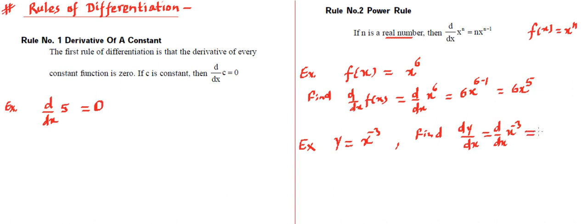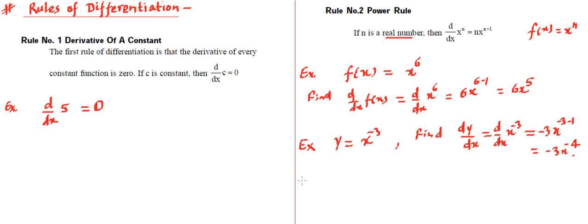Then as per the rule, it will get multiplied as minus 3, and then the power will be reduced by 1, that means minus 3 minus 1. So ultimately it will become minus 3 x raised to power minus 4. So that becomes our answer. Whatever the n is, first we identify n, then apply this rule. That's an important and widely used rule.